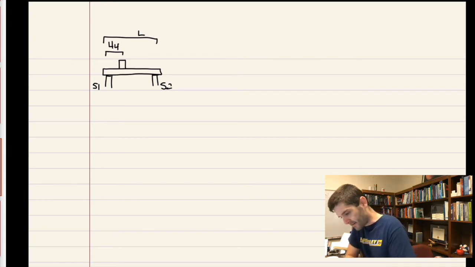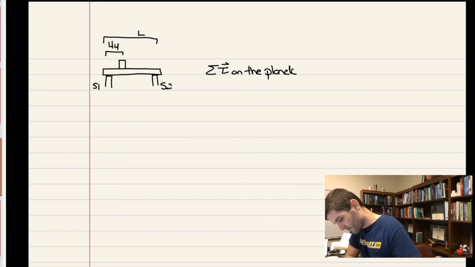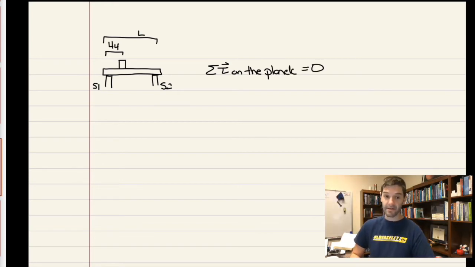Now I can say that the sum of the torques on the plank must be 0. If nothing's moving, there can't be any net torque on the system, where my system, in this case, I'm saying, is the plank. Now there are 4 forces that we identified that are acting on the plank: its own gravity, the weight of the box, and then the 2 normal forces from the scales. What I would ideally like to do is only get one of those scales in the problem.